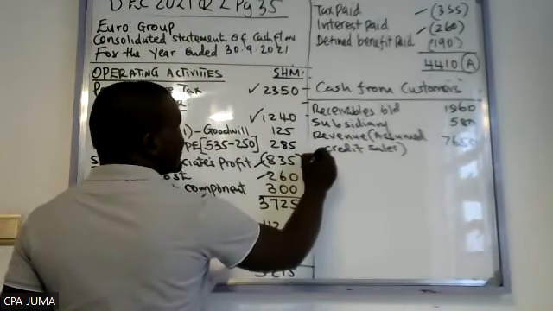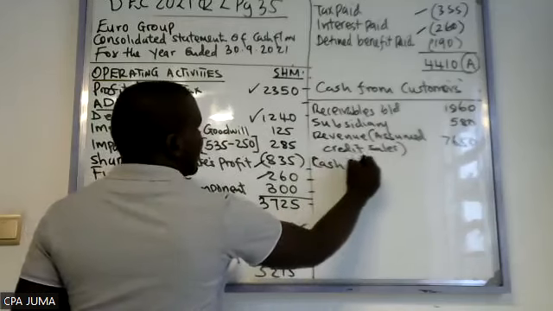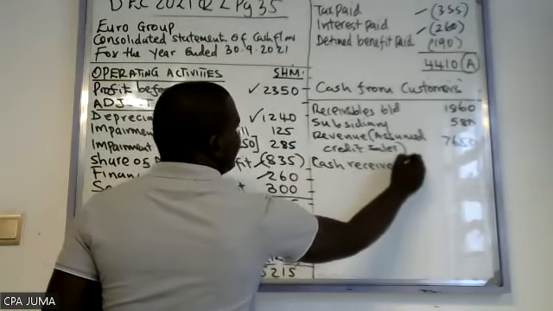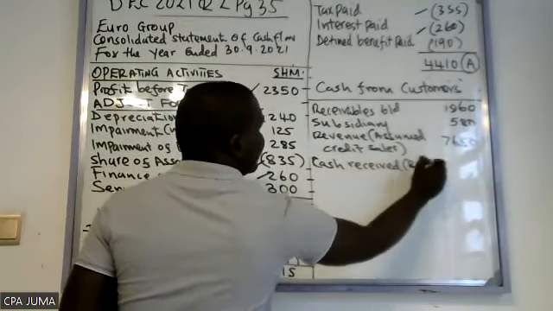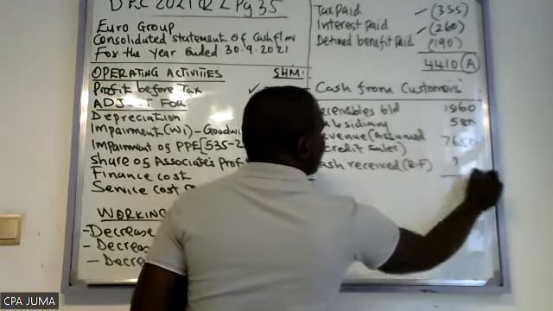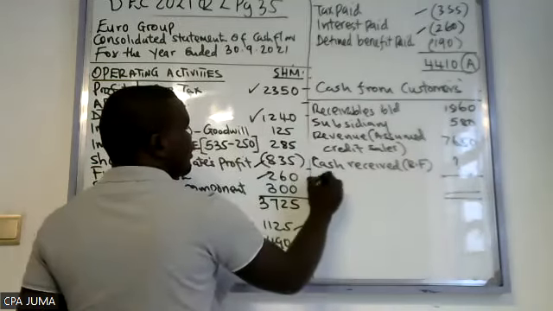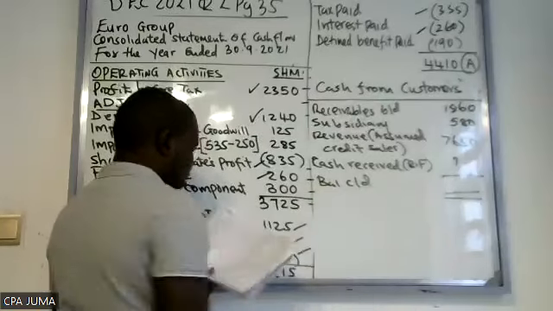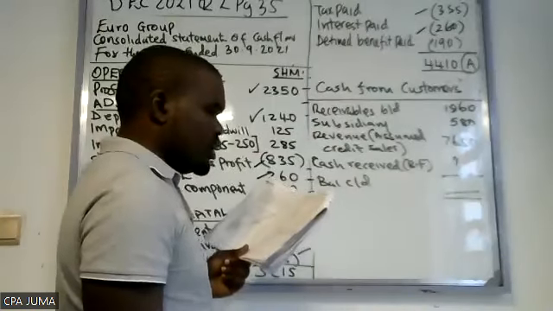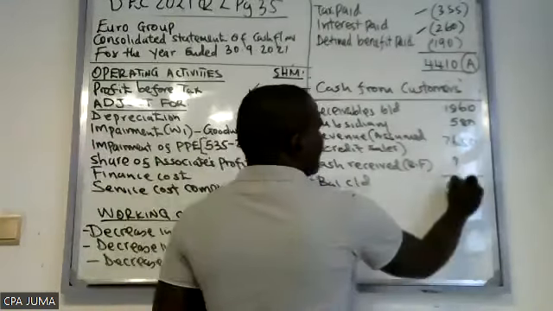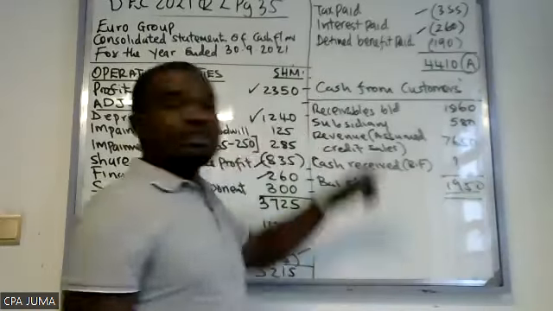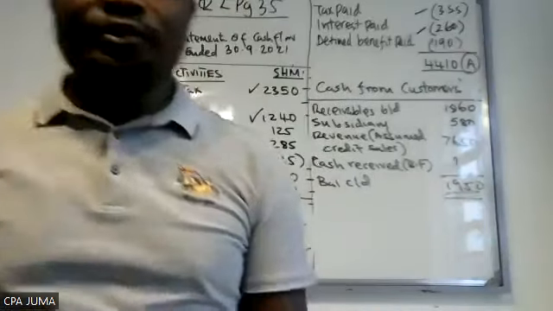Balancing figure is the cash received. BF. Balancing figure. Here. So balance carried down. Balance carried down is 1950. So the decrease is what we received.